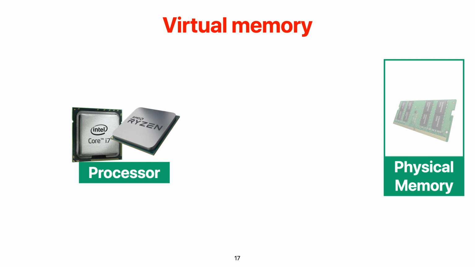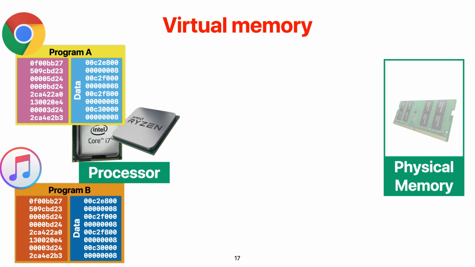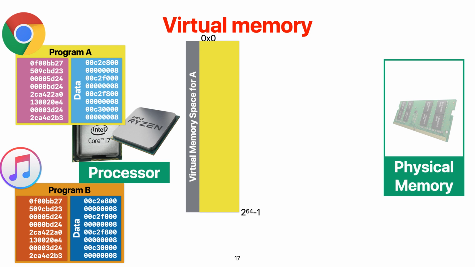But our operating system created an abstraction called virtual memory, so that when I want to load a program, I create a virtual memory space for it. If I want to load another program, I create another virtual memory space for it. So if we have two programs that we want to run at the same time, the operating system will create a virtual memory space for A, and the virtual memory space of A would allow the program to use all the address space that is available to the processor.